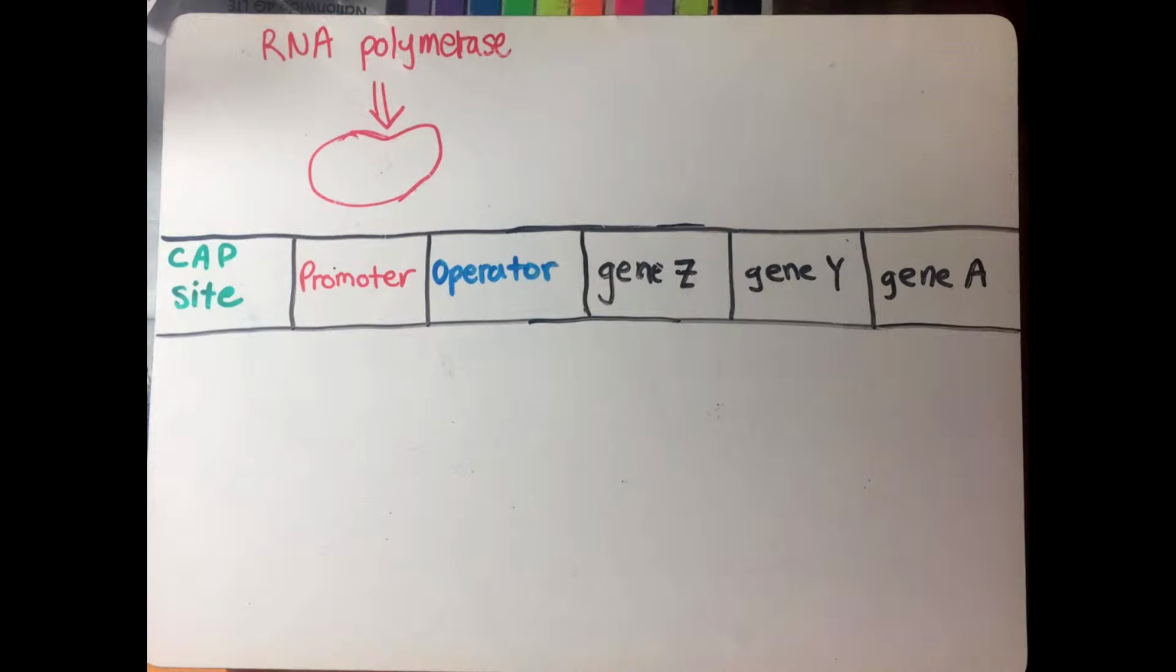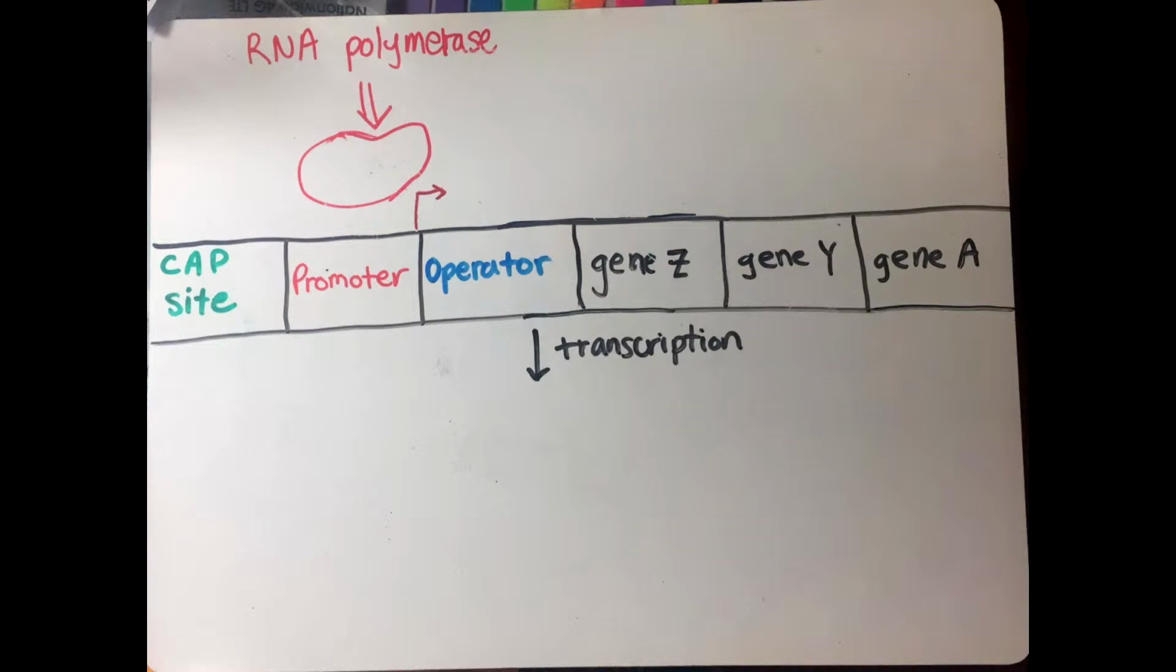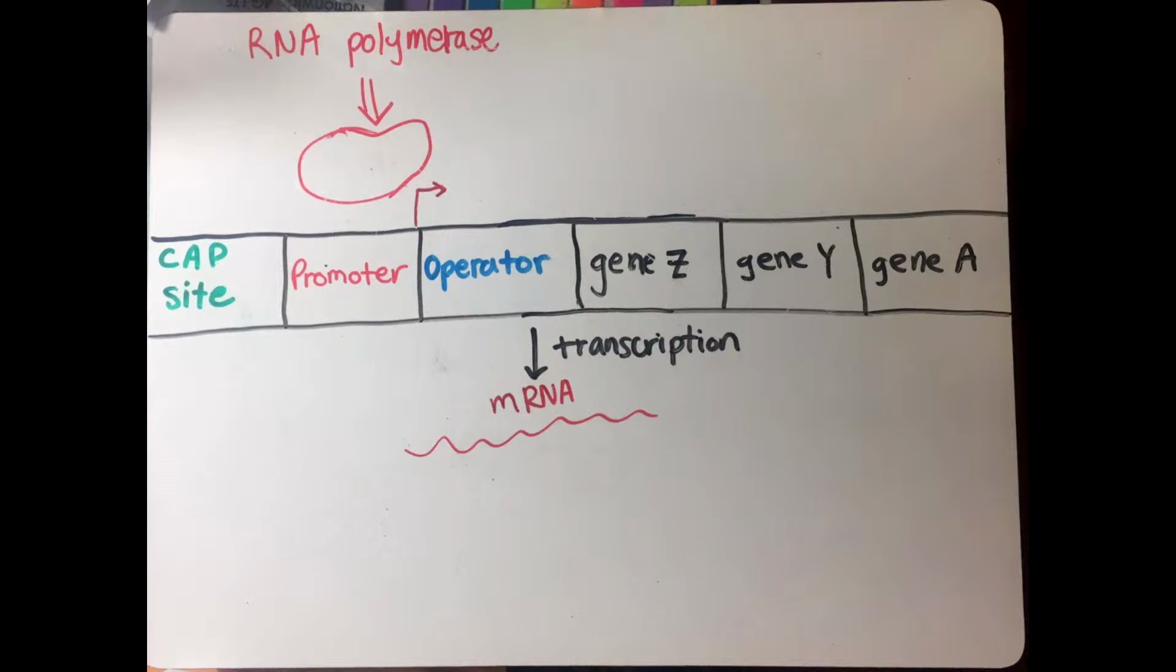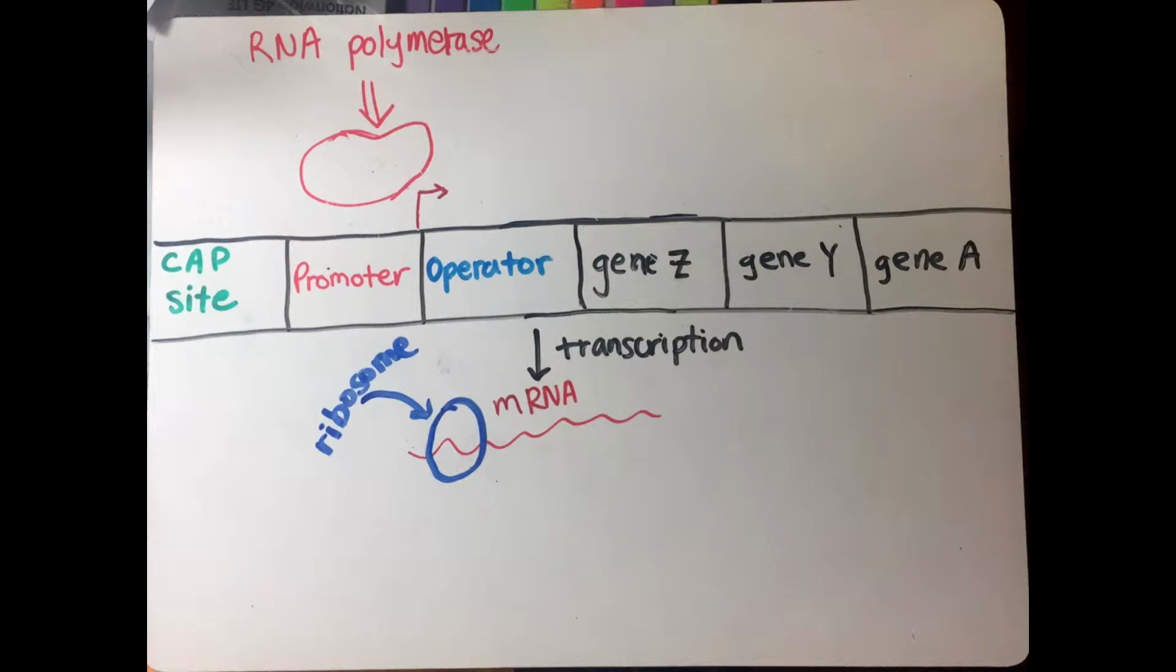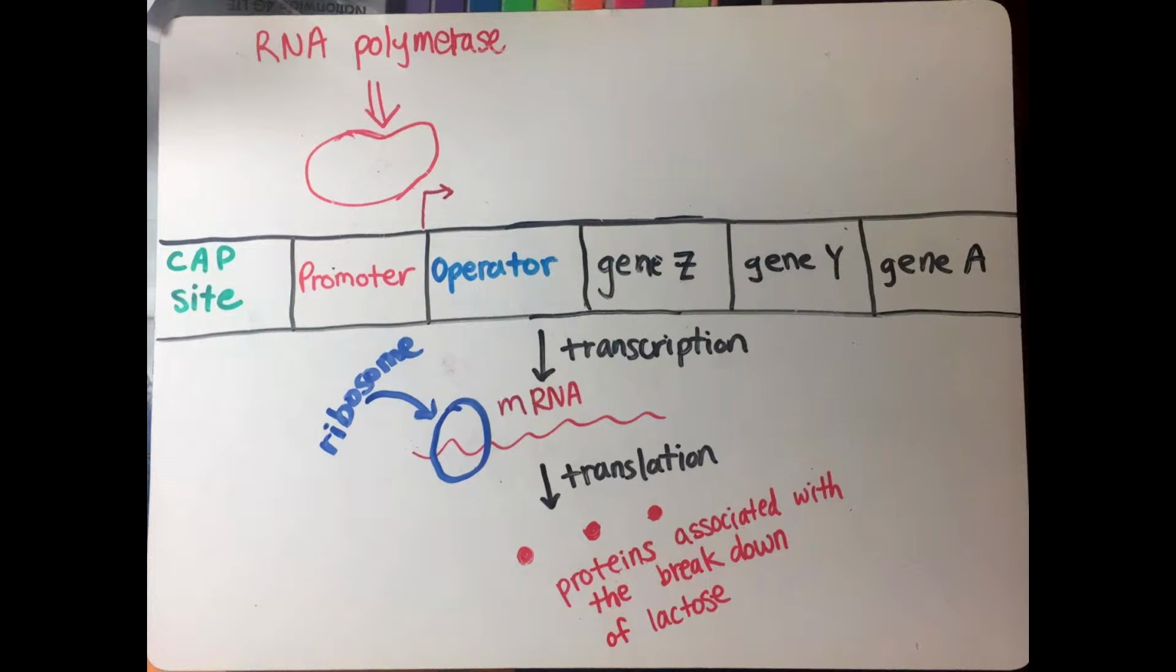Let's first start out by talking about the promoter region. The promoter region can be bound by an RNA polymerase, which has the ability to transcribe genes. The product will be an mRNA strand, which can then be translated by a ribosome to make protein. In the case of the Lac Operon, the proteins transcribed are associated with the digestion of lactose.